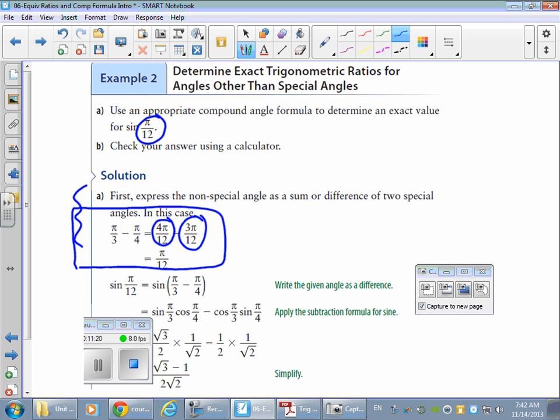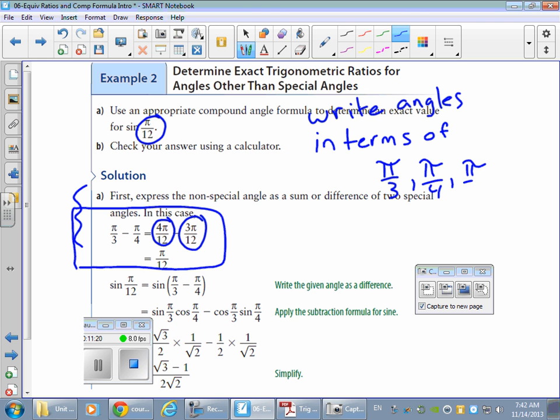And so essentially you're going to be trying to write all of your angles in terms of, so right angles, in terms of pi over 3, pi over 4, and pi over 6. Now, they may have other values involved, something like 2 pi over 3 or even 5 pi over 3, where I know the exact trig ratio for, and so you may end up with some fancy ones at some point.